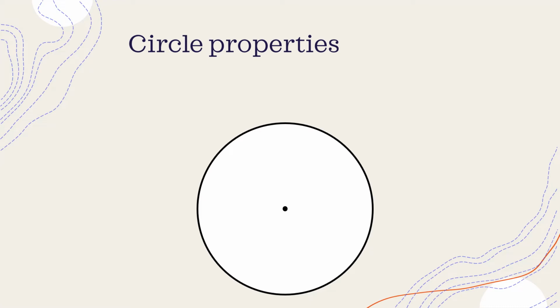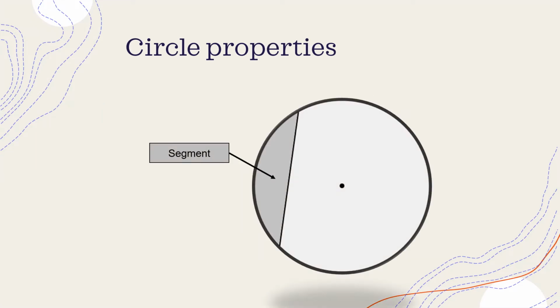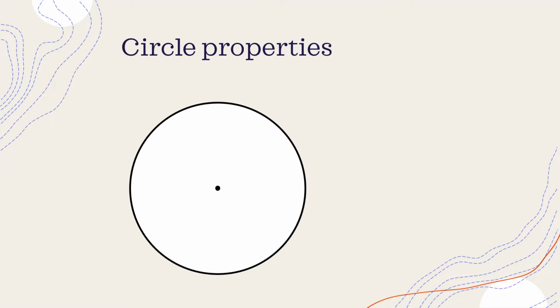The next part of the circle is the tangent. A tangent is a straight line that touches the circumference at a single point. Then is the segment. A segment is the area bounded by the circumference and the chord. Then we have a sector. A sector is the area bounded by two radii and an arc. You must have seen a pizza slice, and a pizza slice is another example of a sector.